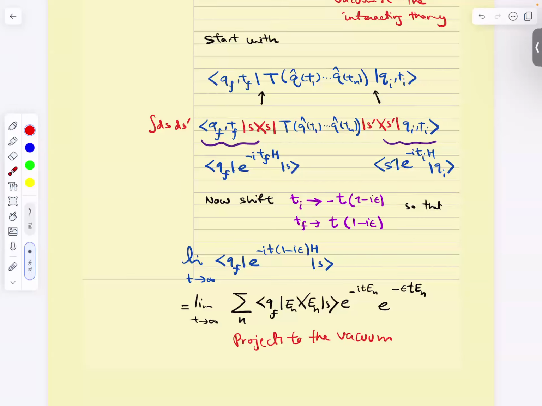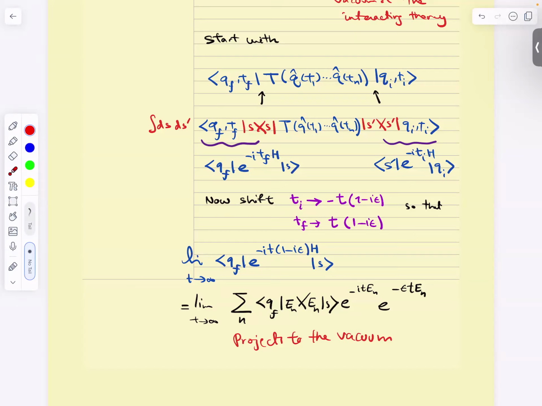What is e to the power of minus iHT? This is a sum over energy eigenstates. So what am I doing? I'm adding this minus i epsilon, like this. So this expression is e to the power of minus iE T times 1 minus i epsilon.